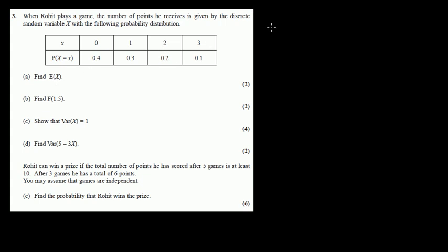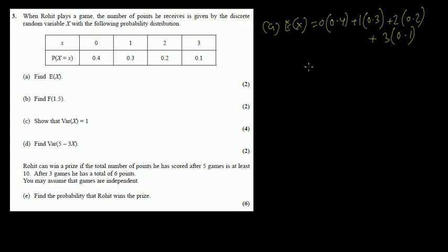You have to find the expected value. This is a pretty straightforward sum. So expected value is 0 into 0.4 plus 1 into 0.3 plus 2 into 0.2 plus 3 into 0.1, and if we calculate this, the expected value would be 1. Remember, this is not the probability, this is the mean or the expected value of the random variable.